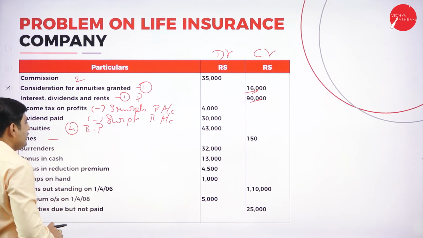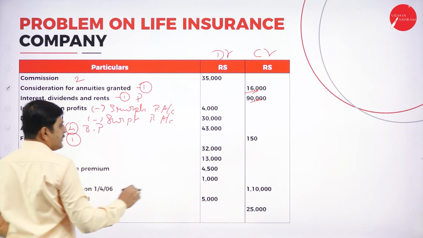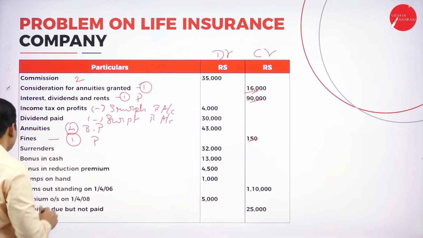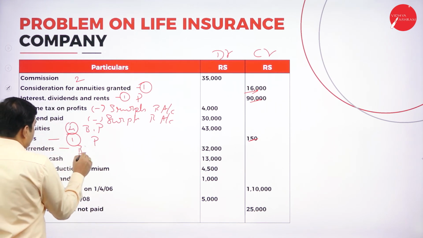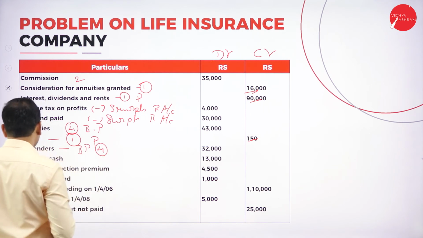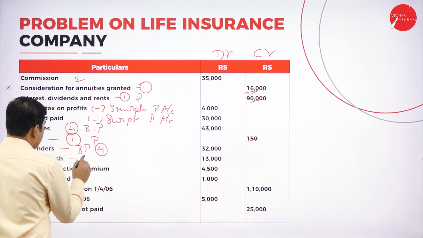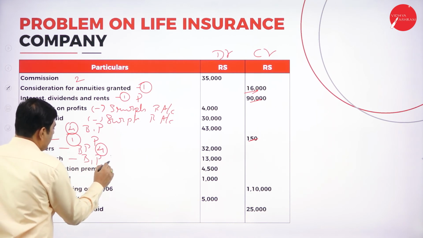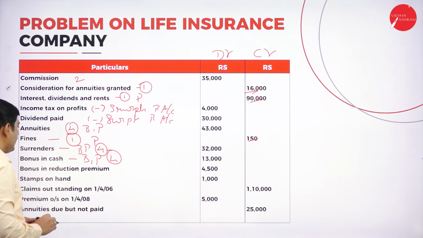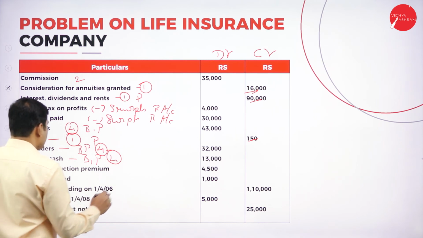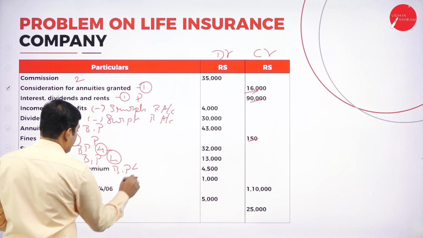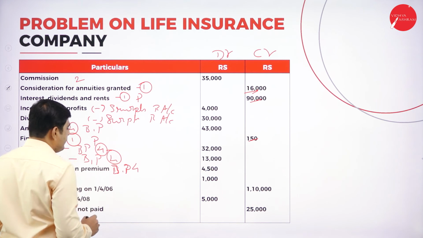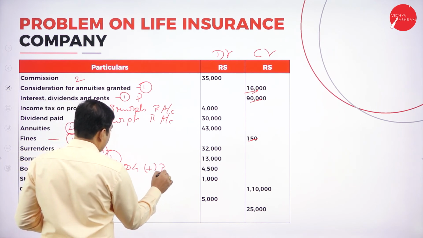Next one, fines, schedule number 1. So the fine is collected, so schedule number 1, premium. Next one, surrenders. It is benefits paid, schedule number 4, show it under surrenders. Next one, bonus. Bonus in cash is benefits paid, schedule number 4. Next one, bonus in reduction of premium. It is also benefits paid, schedule number 4. Bonus in reduction of premium, schedule number 4, benefits paid, you can add to premium.